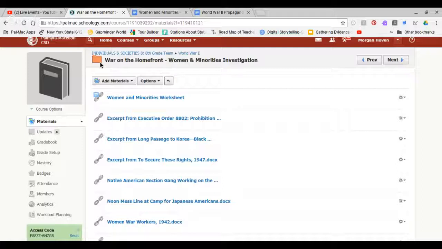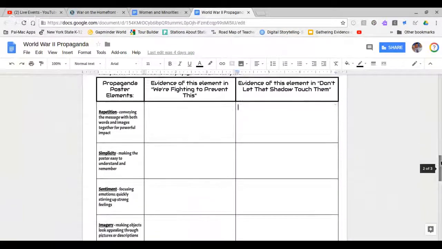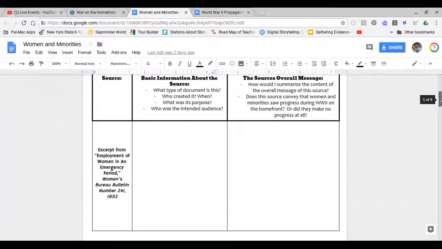All right, so we're back. Now, what we're going to be doing is looking at these sources in your groups. You've got 4 sources to look at. Oh, I'm sorry, I'm on the wrong one. There we go. My bad. So source, basic information about the source. I'm looking at an excerpt from Employment and Women in Emergency Period.